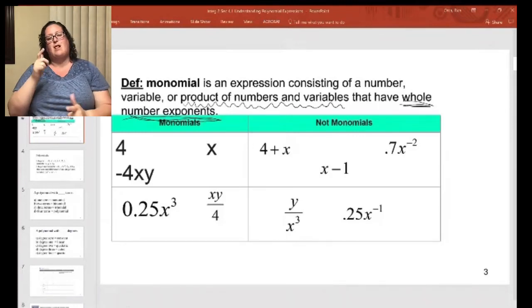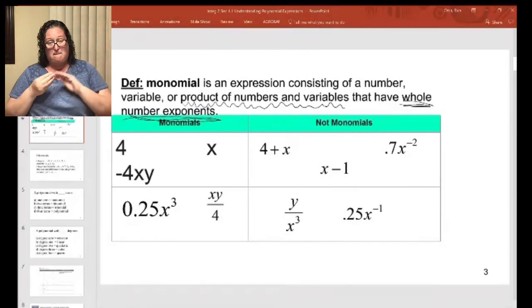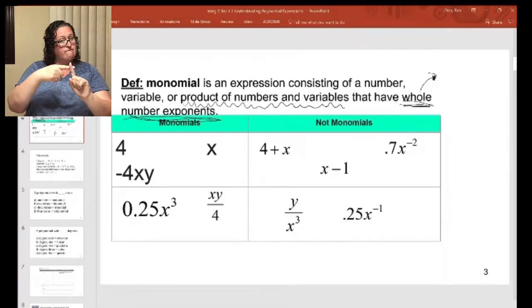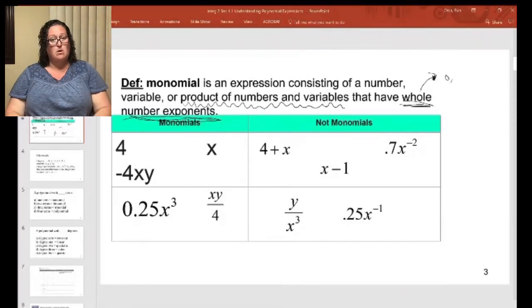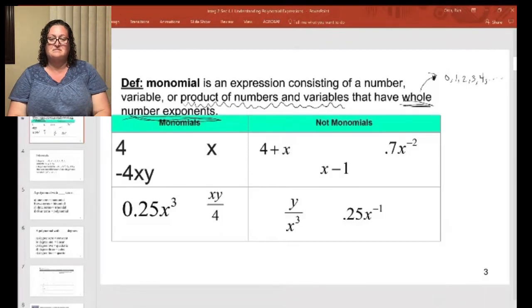Now let me take you back to elementary school. A whole number is any positive whole number, including 0. So 0, 1, 2, 3, 4. Those are all examples of whole numbers. 4.5 would not be a whole number because of the half. Now that I've cleared that up, let's look at a few examples of what these monomials are.